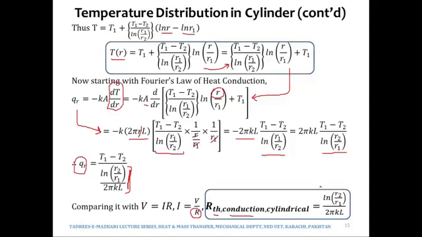Just like L over KA or delta X over KA was the conductive resistance offered by a plane wall, the thermal conductive resistance offered by a cylindrical wall would be log of outer radius over inner radius divided by 2 pi KL.